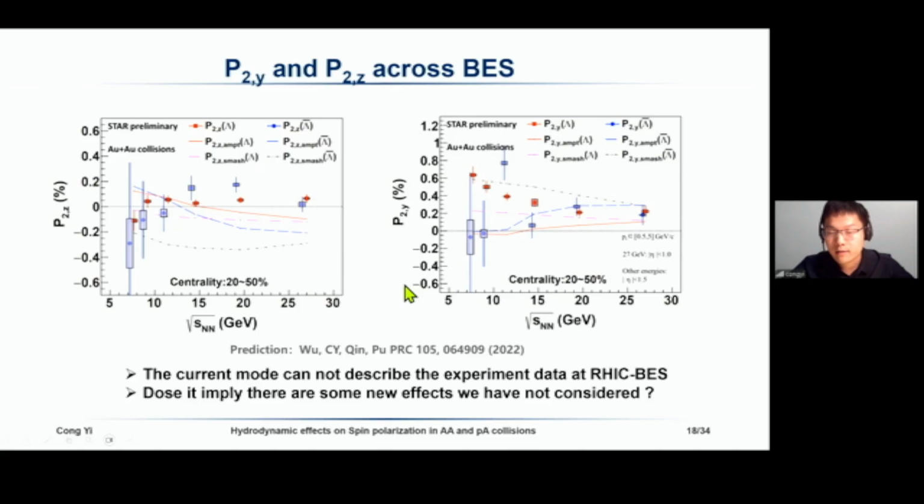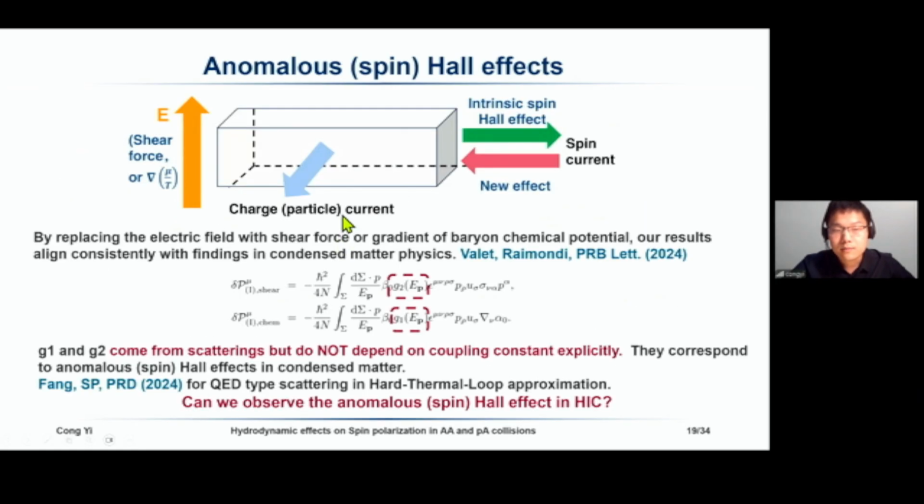Does this imply there are some new effects we haven't considered? In condensed matter, when a charge current goes through the materials under an external electric field, a transverse spin current will be generated. It's called the spin Hall effect. In heavy-ion collisions, by replacing the electric field with the shear force and the gradient of the baryonic chemical potential, we can get the shear-induced polarization and the baryonic spin Hall effects.